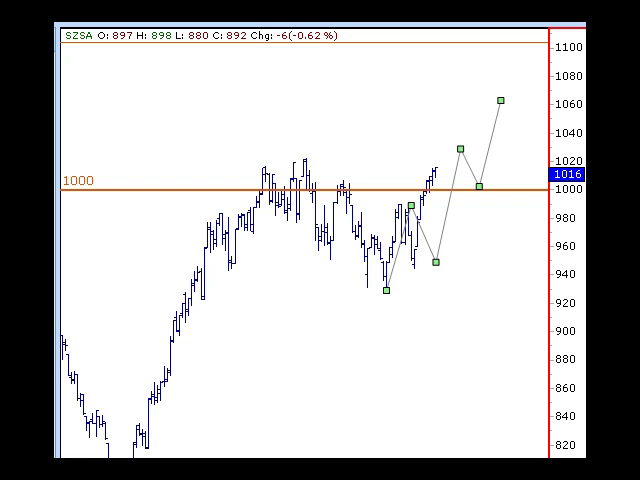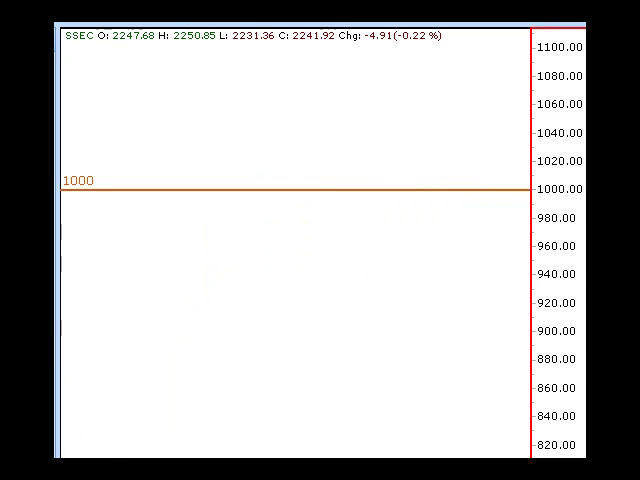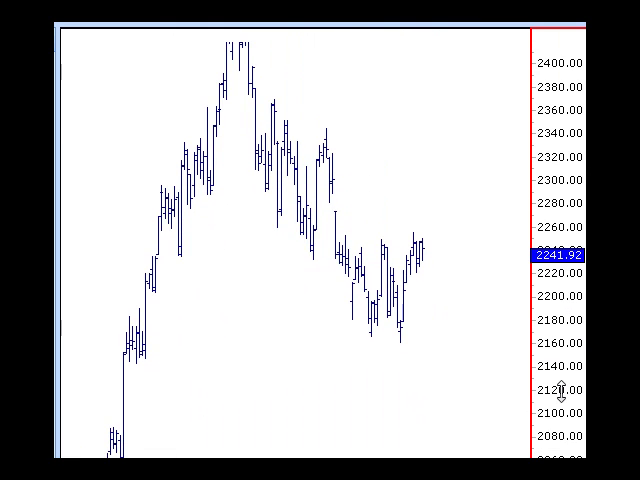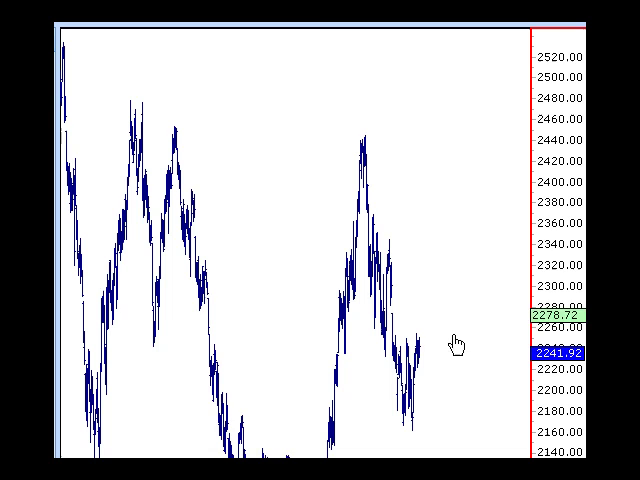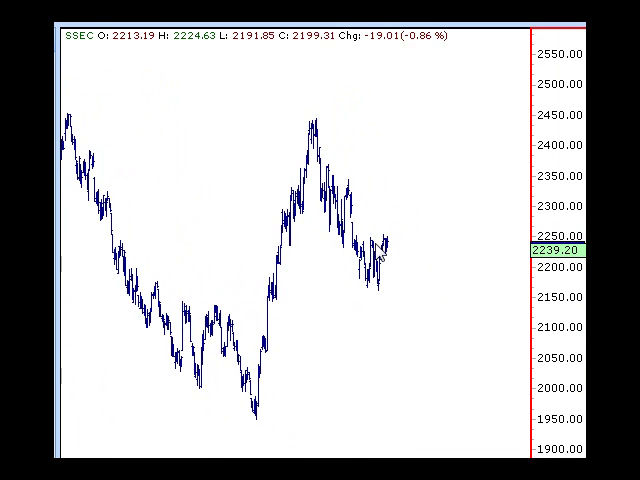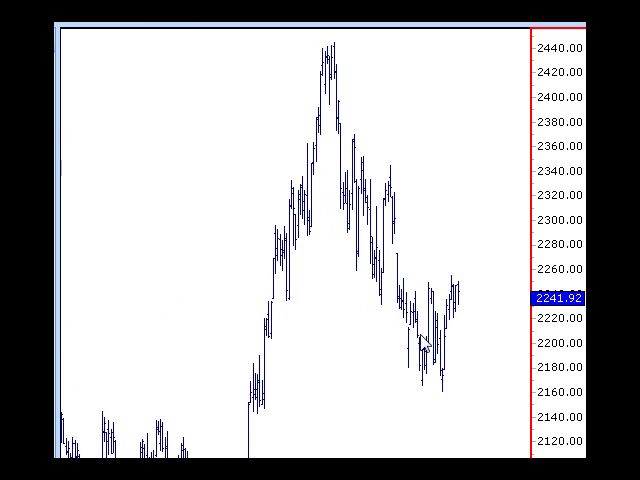So when we look at the Shanghai Comp, if I just squash this up a little bit, we can see that this one here is still way down here, where the Shenzhen is making new highs up here. So there's definitely a lag in this here.